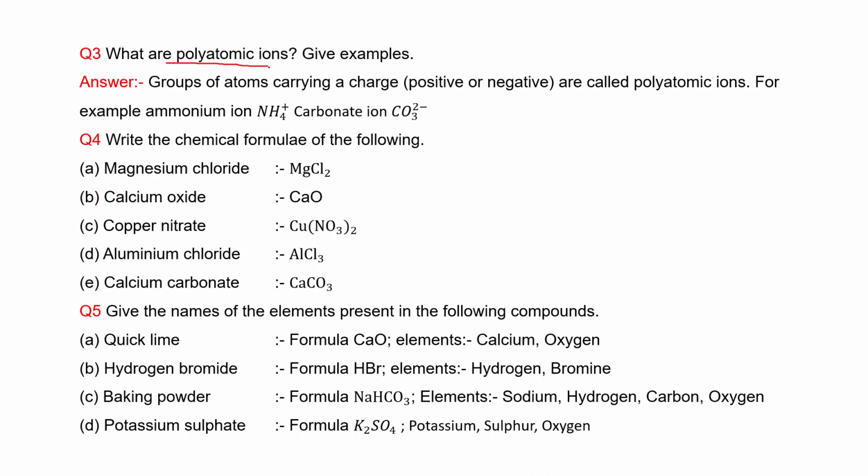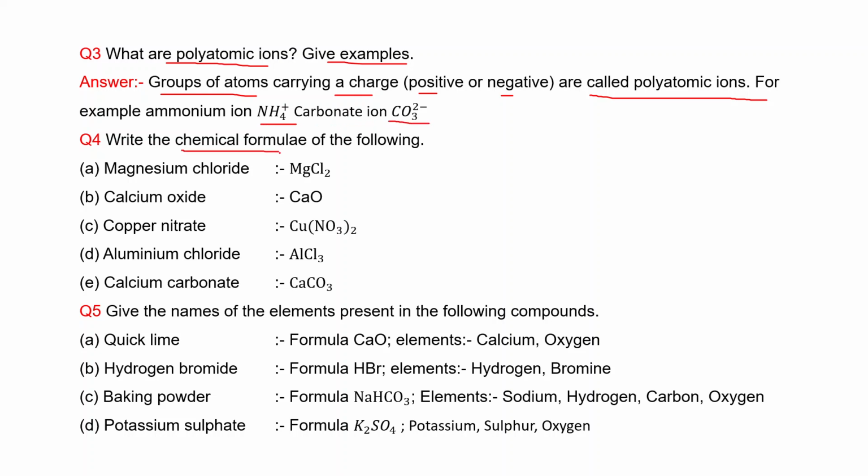What are polyatomic ions? Give examples. Groups of atoms carrying a charge, charge may be positive or negative, are called polyatomic ions. For example, a number of ions are there which are polyatomic. Few examples are here. Ammonium ion, that is NH4 plus. Carbonate ion, CO3 2 minus.